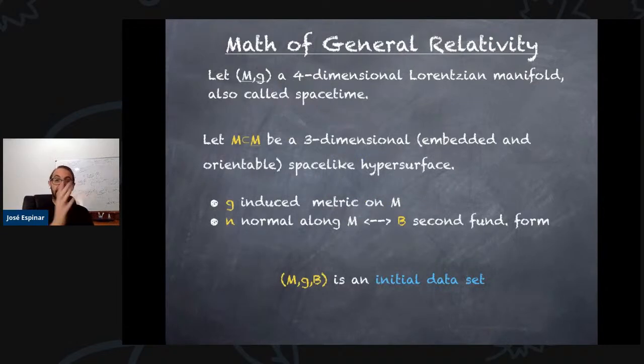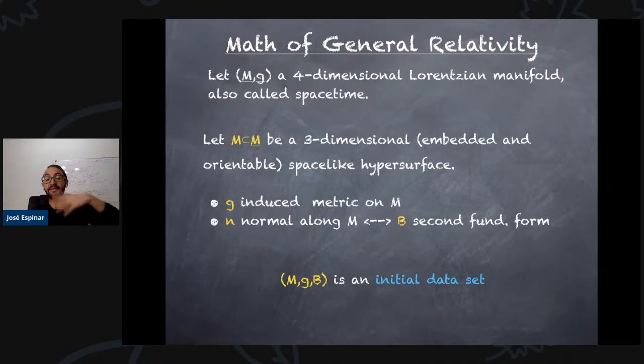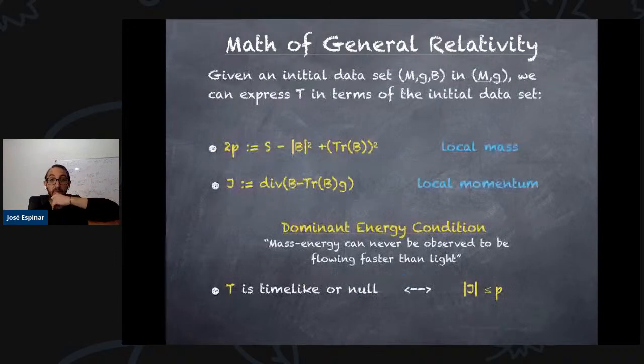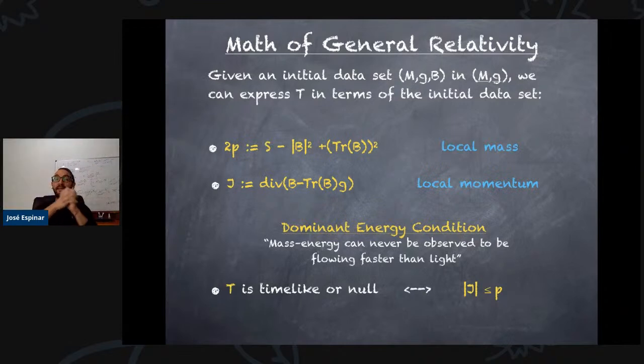So, okay, now we have the space-time, we have everything, right? But imagine that we take a picture, we freeze time. What we're going to see is a three-dimensional manifold inside our four-dimensional manifold, okay? And this is going to be called an initial data set. Then the stress-energy tensor can be seen only in this slice, in this initial data set, and we will have the local mass and the local momentum. It's nothing but seeing this stress-energy tensor in this slice.